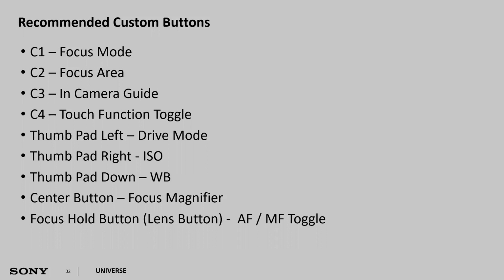The center button, and this is more for using with the macro setup, but I like to have that set for focus magnifier, and then I can manually magnify what I'm looking at as I'm manually focusing. So I can really just fine tune focus. And then the focus hold button that's on the lens, I actually switch this to autofocus manual focus toggle. And the reason to do that is, again, I have the camera up to my eye, I'm shooting. I don't want to have to pull the camera away from my face to find the switch on the lens and hit it. That button's just instinctively right where my thumb rests anyway. So I can just press that button and away I go.